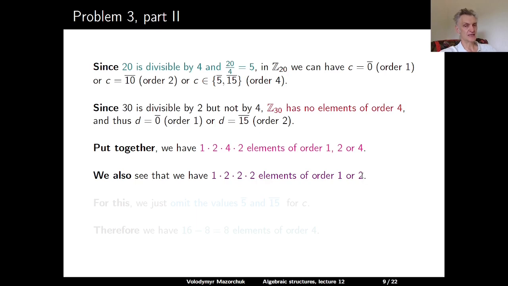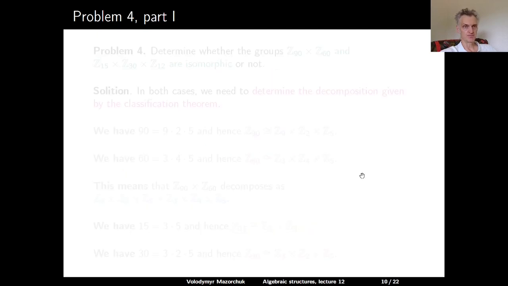So we have 16 elements of order 1, 2, or 4, and 8 elements of order 1 or 2. If we subtract, the outcome is 8 elements of order 4. And this completes problem 3.